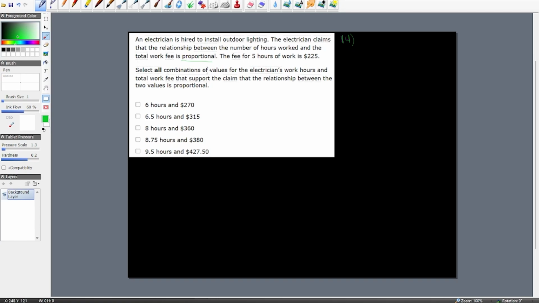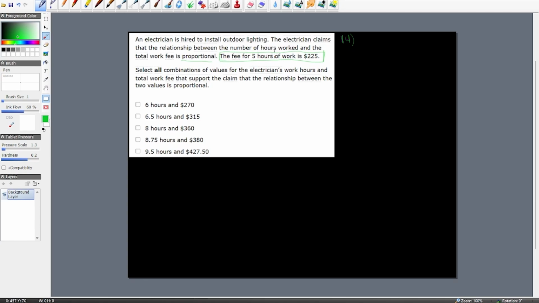Select all combinations of values for the electrician's work hours and total work fee that support the claim that the relationship between the two values, meaning the hours worked and money earned, is proportional. Okay, so let me unpack what they are trying to ask me here. Well, they tell us that for 5 hours, he earns $225. So that is a certain unit rate he gets.